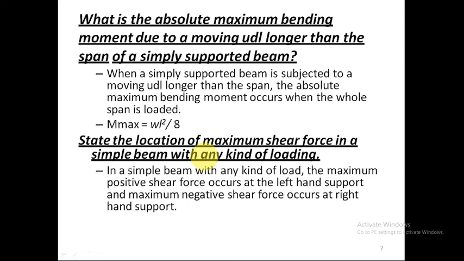You will have one positive shear force and another negative shear force. So where does the positive shear force exist and where does the negative shear force exist? We need to see that. Here there is a thumb rule. It says that in a simple beam with any kind of load, the maximum positive shear force occurs at the left hand support, and the maximum negative shear force will always occur at the right hand support.